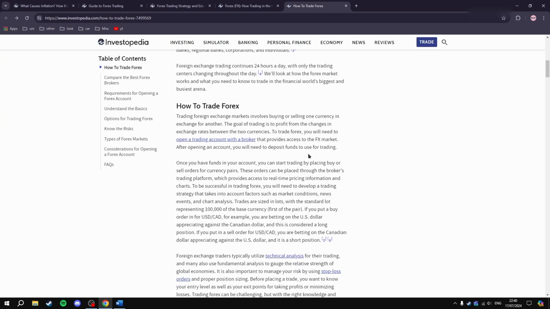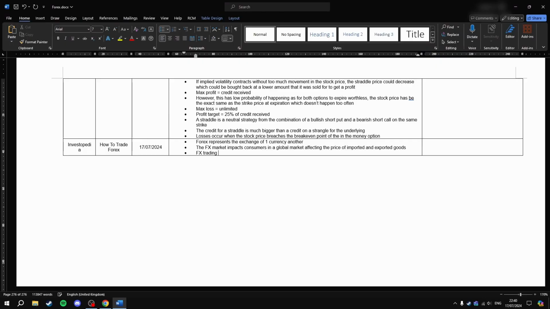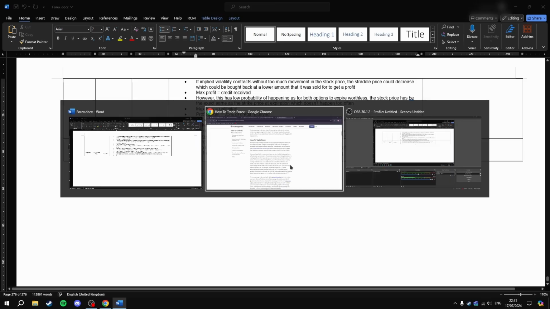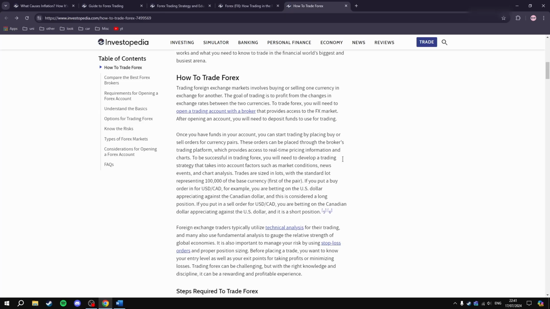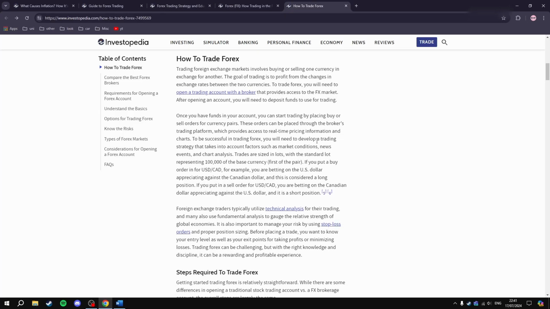Foreign exchange trading continues 24 hours a day, with only the trading centers changing throughout the day. We'll look at how the Forex market works and what you need to know to trade in the financial world's biggest and busiest arena. So how to trade Forex.